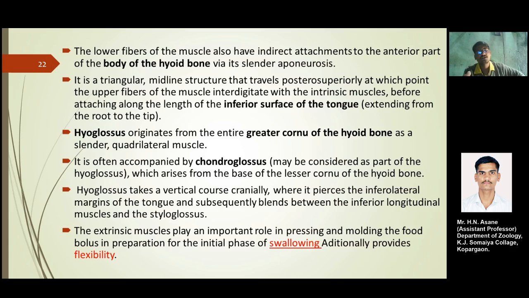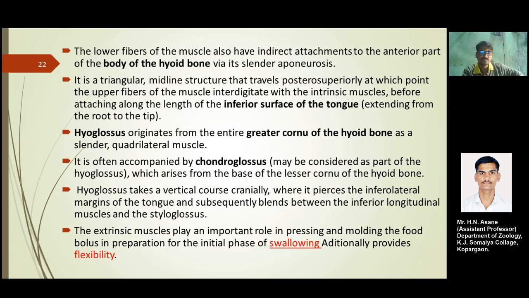It is a slender quadrilateral muscle. The chondroglossus is often considered as part of the hyoglossus, which arises from the base of the lesser horn connecting with the hyoid bone. The hyoglossus takes a ventral course cranially, where it comprises the inferolateral margins of the tongue, and is subsequently blended between the inferior longitudinal muscles and the styloglossus.